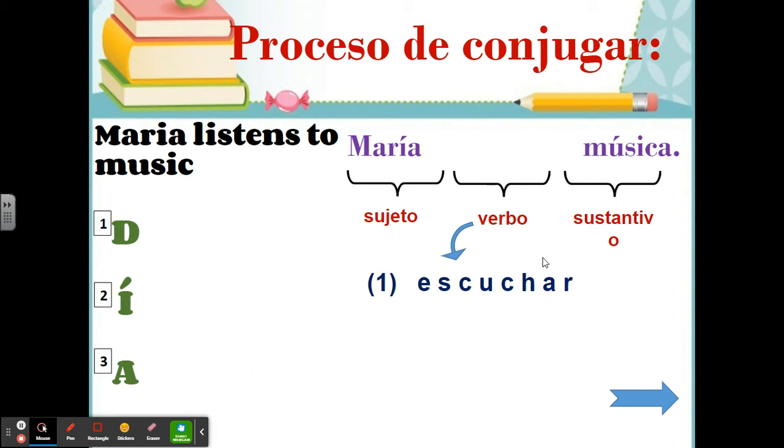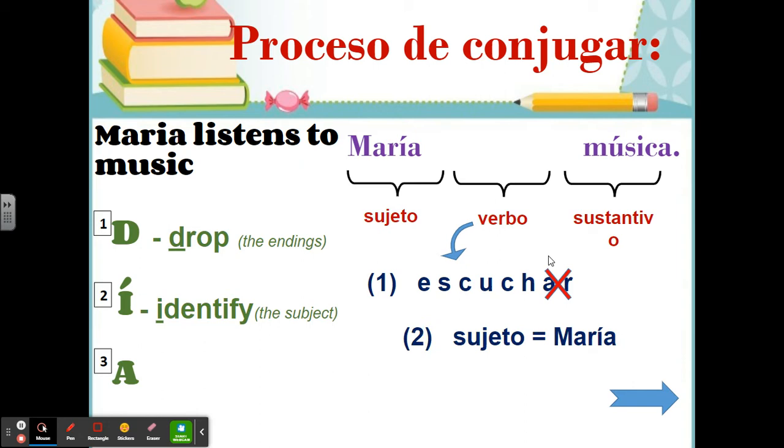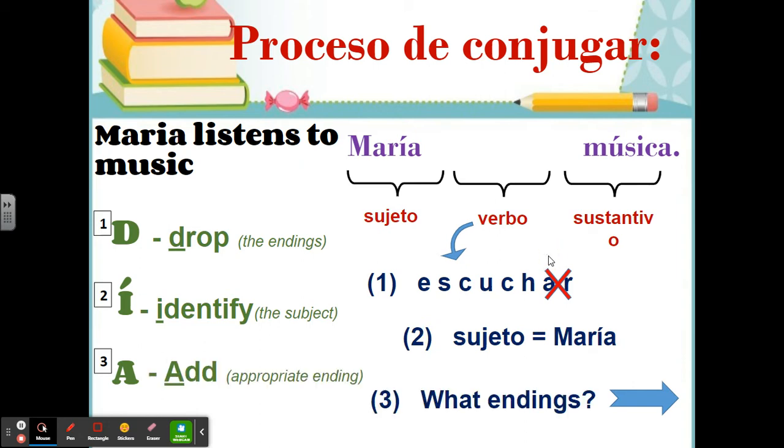So this is called DIA. It stands for drop. So you're going to drop your ending. Your ending is the AR, ER, IR, the thing that I underlined before. D means drop your ending. I means identify. Maria's the one doing it. And so you add. This is where the wonderful chart comes in. What do you add?